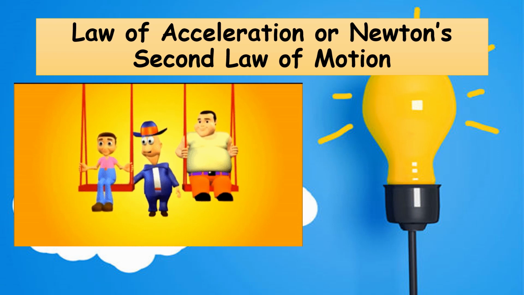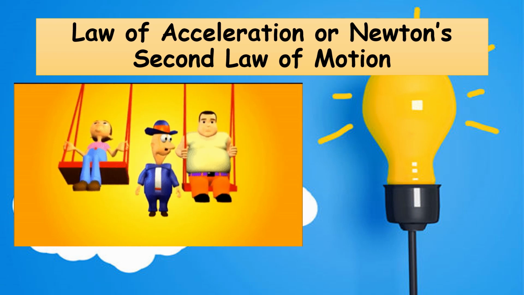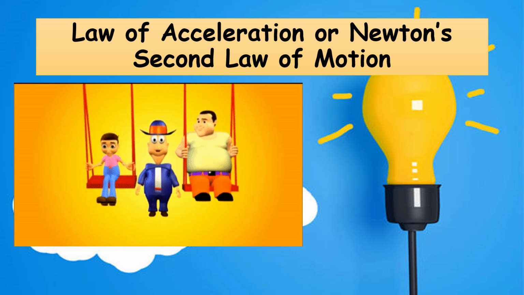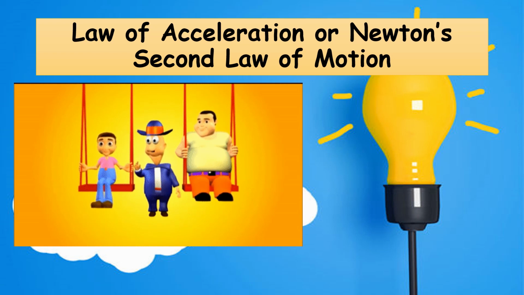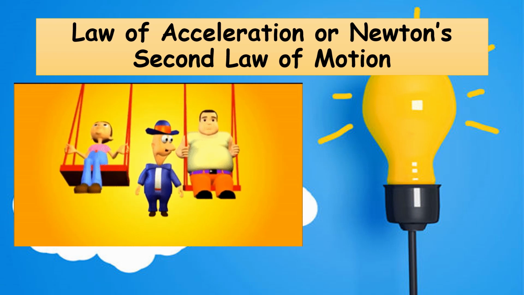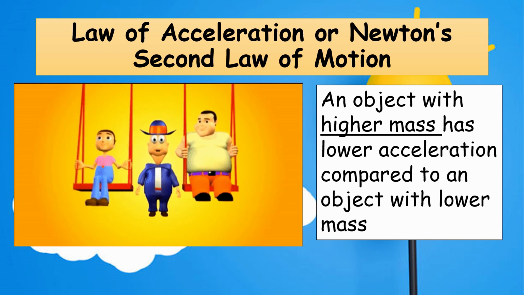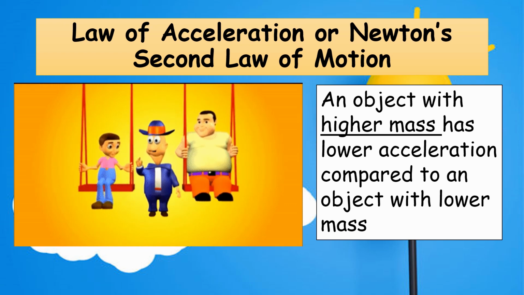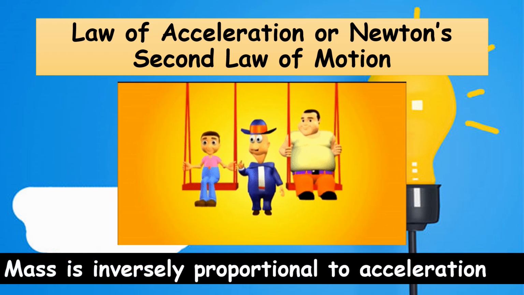Okay, dun sa unang bata na payat at maliit, nung itinulak niya or nag-apply siya ng force, malaki yung iginalaw ng swing. Doon naman sa pangalawang bata, nung nag-apply siya ng kaparehong force doon na in-apply din niya sa unang bata, maliit lang yung iginalaw ng swing. So ano ngayon ang ibig sabihin nun? An object with higher mass has lower acceleration compared to an object with lower mass. Meaning to say, mass is inversely proportional to acceleration.